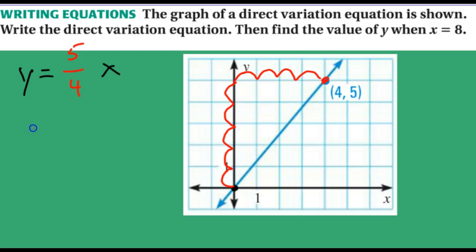Now if we do this, when x equals 8, we'll have y equals 5/4 times 8. So if I do this problem, then we have 5/4 times 8, and then we can make that into a fraction by 8 over 1. 5 times 8 is 40. 4 times 1 is 4. Now we have 40 divided by 4, which is going to give us 10. So y equals 10.